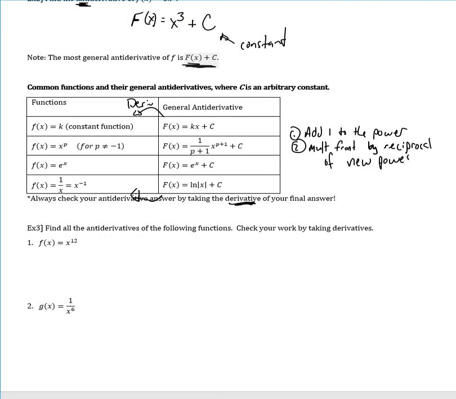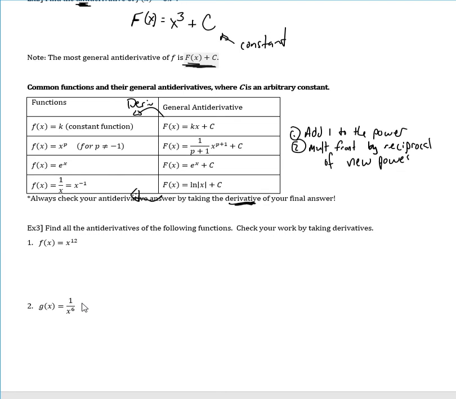So these are both power rule problems. All right, so we need to find all antiderivatives of the following function. When they say all, it just means you're doing the f of x plus c, f of x equals the answer plus the constant at the end, and then we'll check our work by doing a derivative.